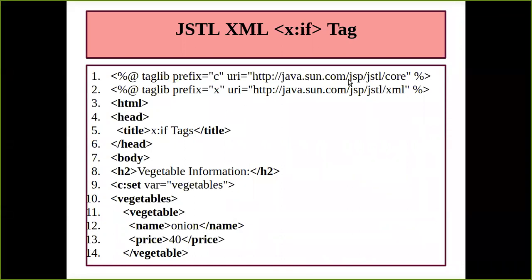We need a core tag everywhere, so we write the first statement for core. Then we make use of the XML tag, which is understood when we use the URI with the word XML and the prefix X. There is no problem if you write the prefix first and then the URI, or the URI first and the prefix after. It is an attribute, so you are allowed to change the order of writing.